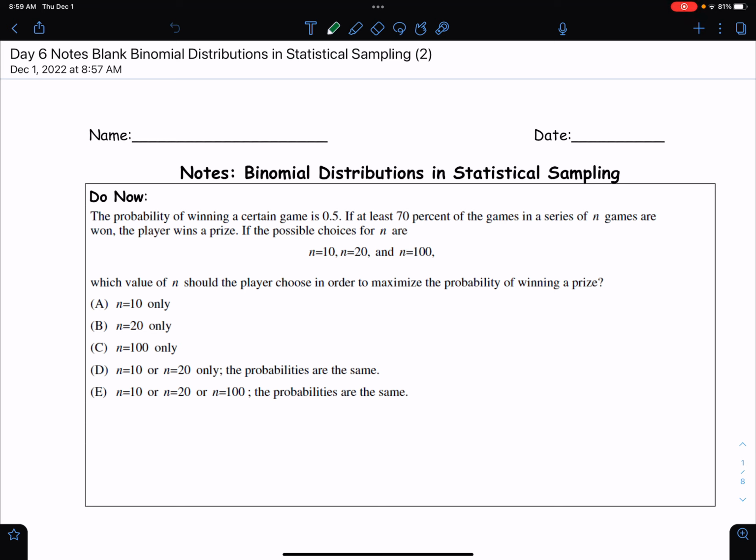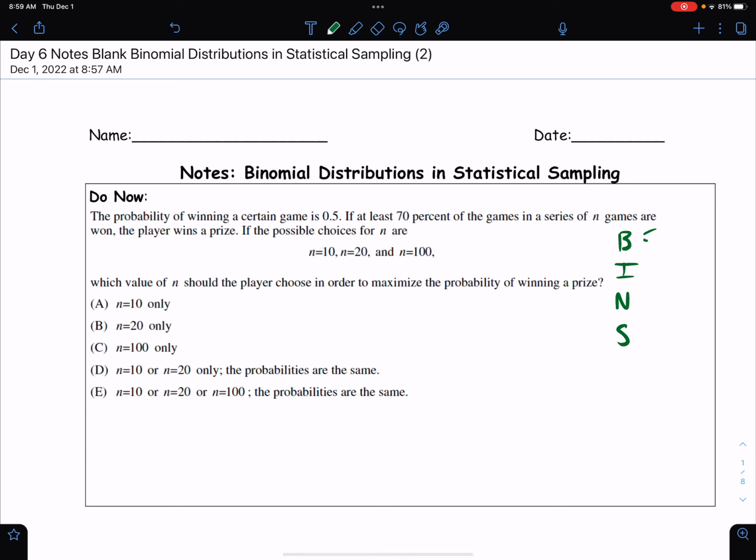So it says the probability of winning a certain game is 0.5. It mentions a fixed number. It mentions the probability of winning. It also is binary because you can either win or you lose. So I'm thinking we're going to have to use our binomial distribution. So I'm going to check BINS.